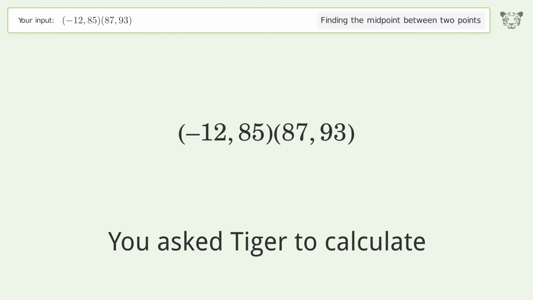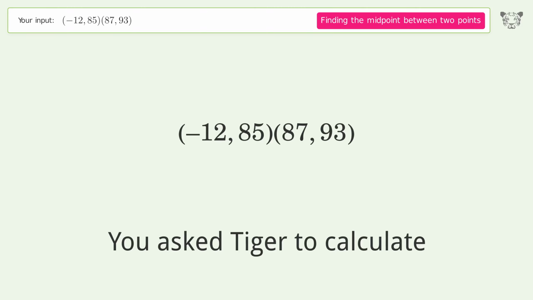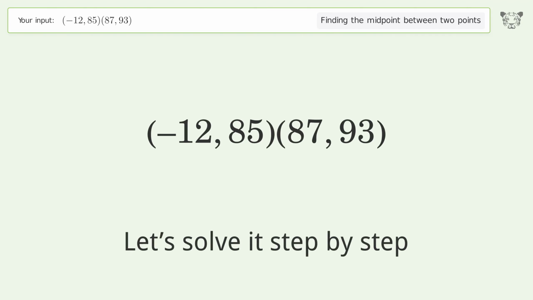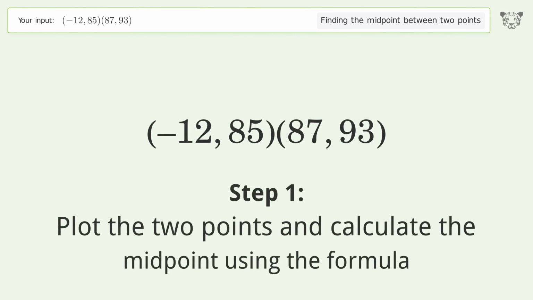You ask Tiger to calculate. This deals with finding the midpoint between 2 points. The midpoint between the 2 points is 37.5, 89. Let's solve it step by step. Plot the 2 points and calculate the midpoint using the formula.